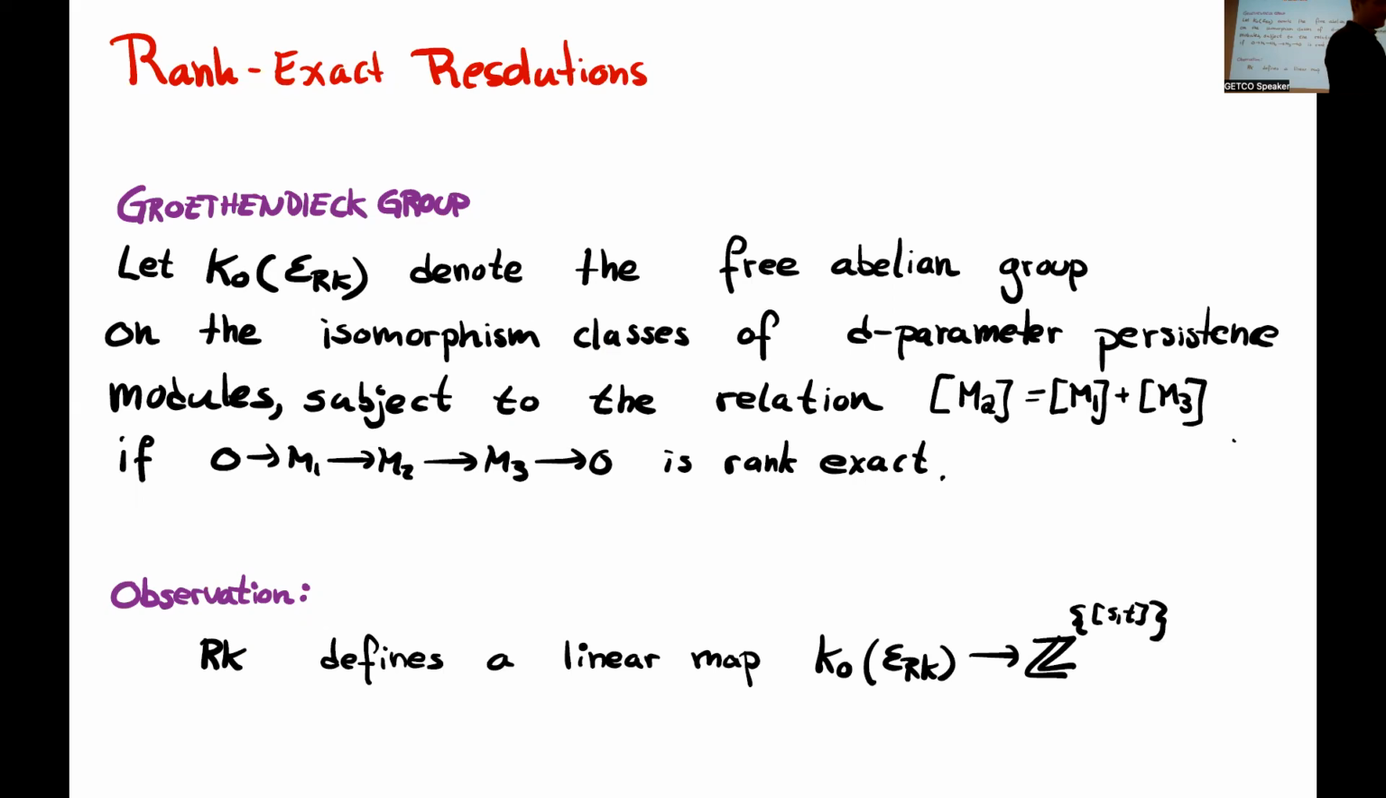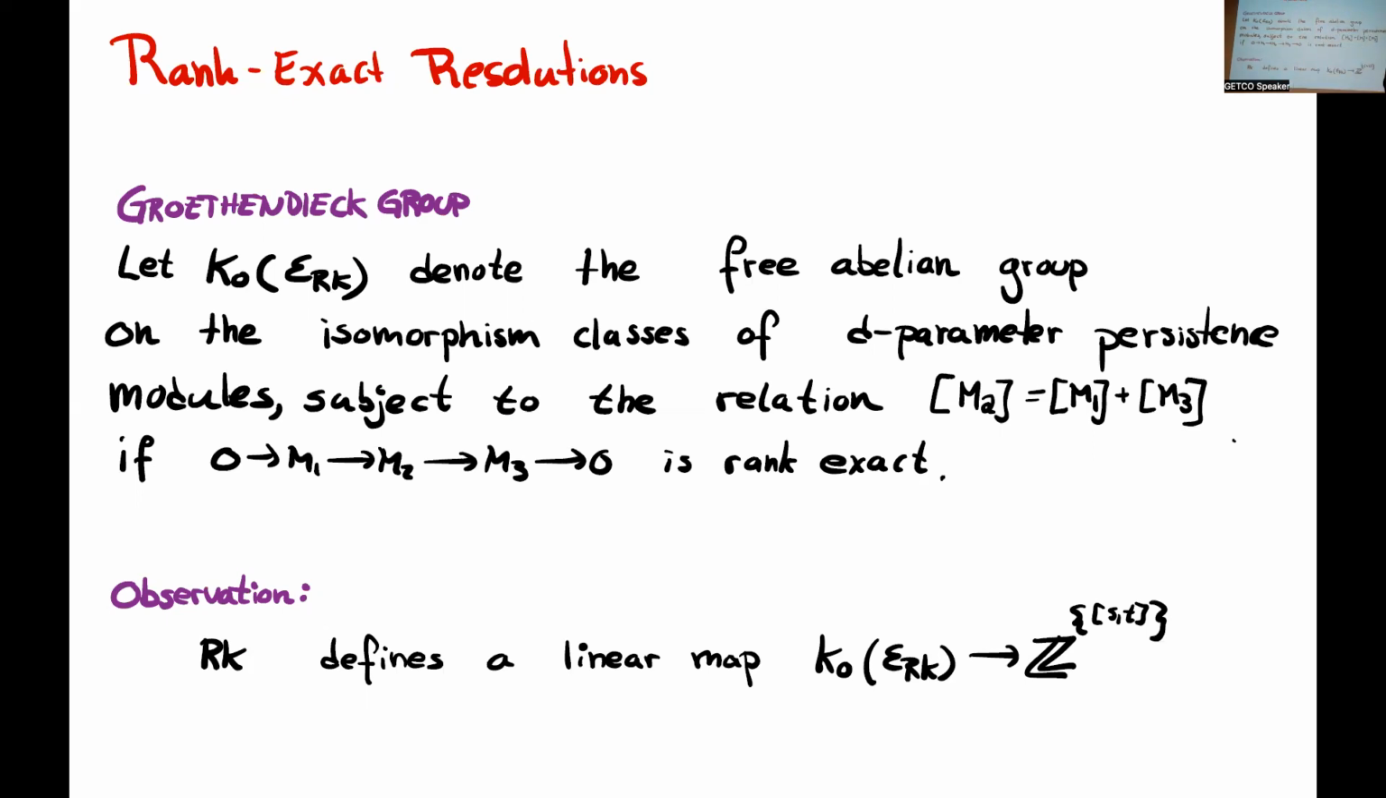So what we do in this case is that we take our d-parameter persistence modules and we quotient the free abelian group on the isomorphism classes of d-parameter persistence modules with respect to the relation that M2 is equal to M1 plus M3 if they're connected by a rank exact sequence. Then you get the Grothendieck group K0. By construction, the rank invariant defines a linear map from the Grothendieck group to all the functions, where Z to the power of ST is just the number of rectangles in my poset, copies of Z. So ST is just a rectangle, and then you take that number of copies of Z. In other words, it's just a function where you assign some integer to any rectangle.